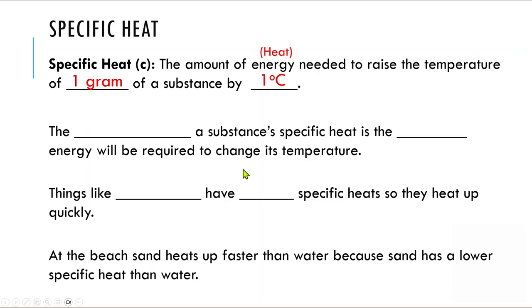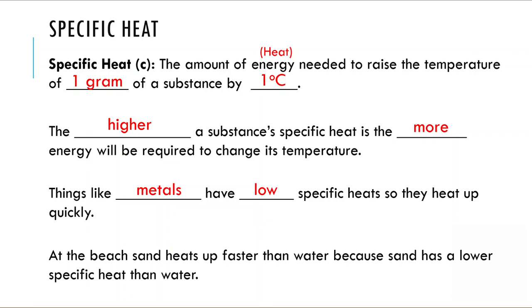So since specific heat is the amount of heat needed to change the temperature, if something has a high specific heat, that means it is going to take a lot of energy to change its temperature. So things like metals have low specific heats, so they will heat up more quickly. A nice example of this is heating up water in a pan. So you pour a little bit of water into a pan or a pot from your sink. It's room temperature.